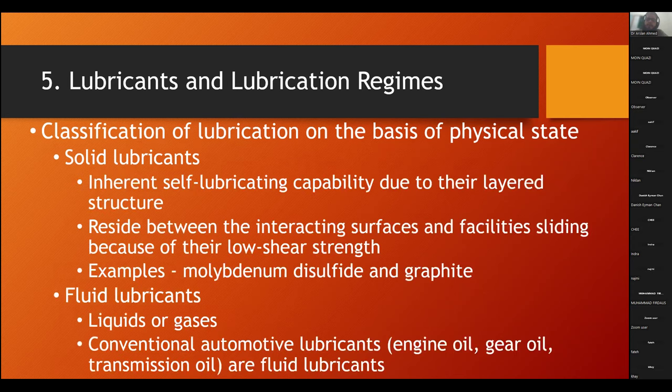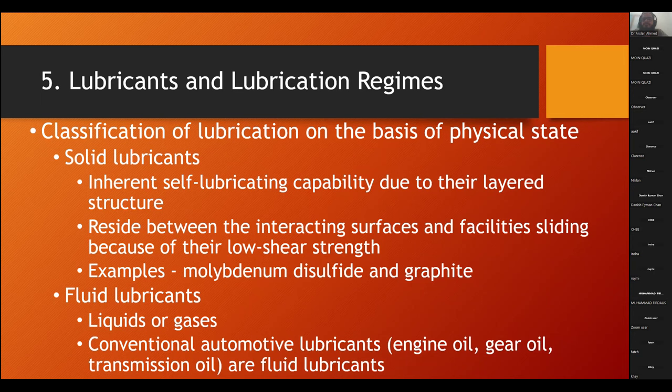In the last few years, several solid lubricants are being used for research purposes. Especially these lubricants are being used in spacecraft, because once you are in space, you won't be able to use liquid lubricants. So solid lubricants such as tungsten disulfide and molybdenum disulfide are being used by NASA and other space agencies so that the moving components in a spaceship can be lubricated.